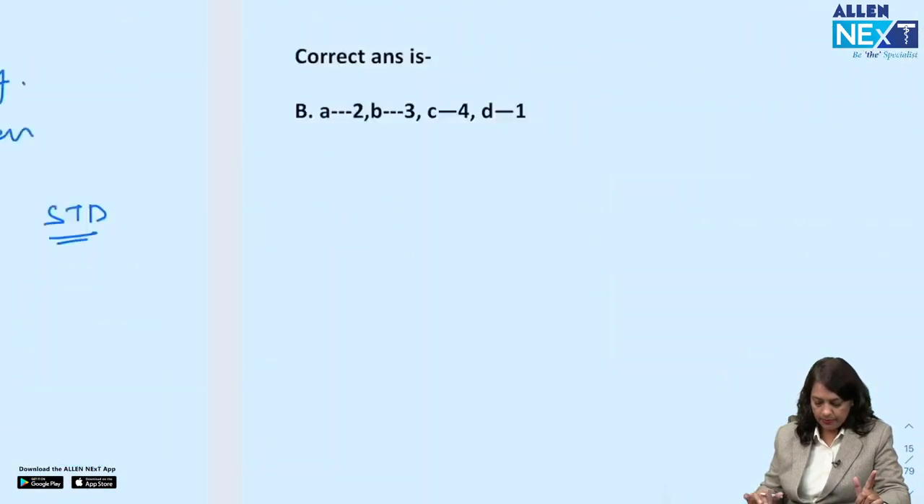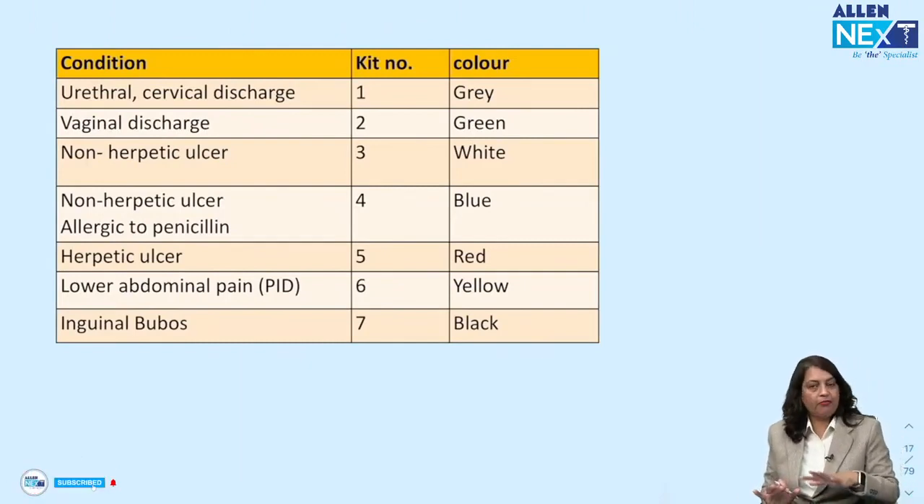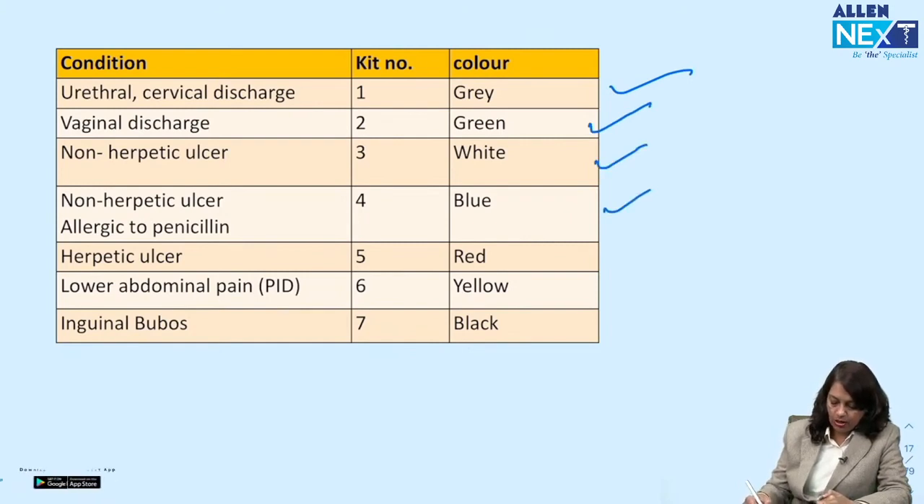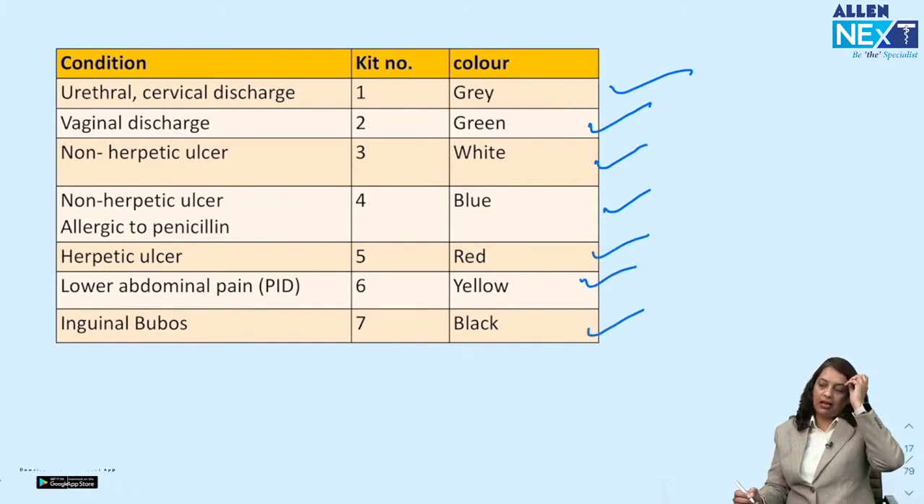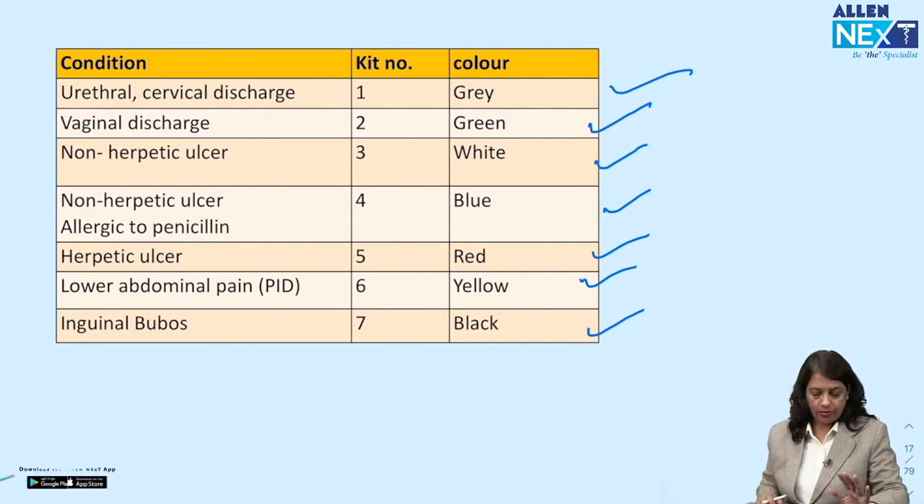Okay, fine. Next. So here also I have made this table myself. That is urethral and cervical discharge, kit number 1 grey. You can quickly mug up this way. Vaginal discharge, kit number 2 green. Non-herpetic ulcer, kit number 3 white. If it is allergic, then blue. Herpetic ulcer is red. PID is yellow, kit number 6, and kit number 7 is black for inguinal buboes. Okay, so I tried my best to give as much content to you as possible. So I hope there will not be any doubt in your mind regarding this question.